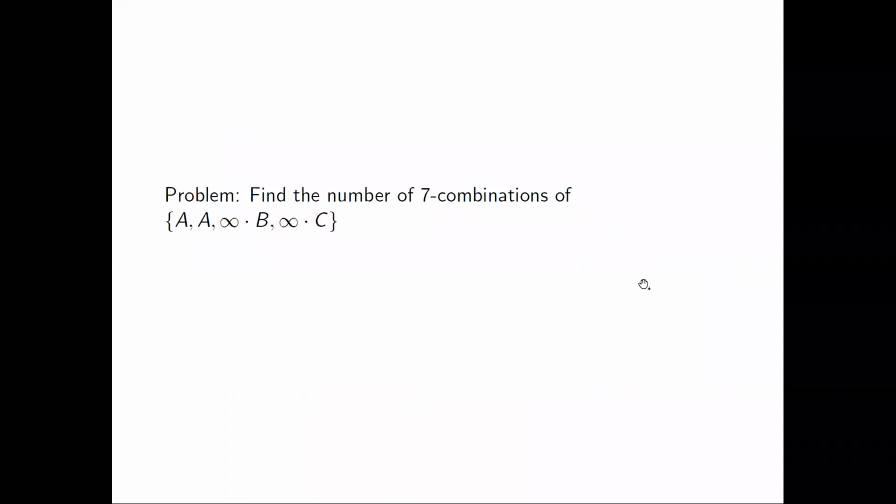And so here's one last problem for you to think about before this video is over. And this problem is just combining some of the types of problems that we saw earlier in the video. So I just want you to find the number of 7 combinations of this multiset, which has 2 A's, infinitely many B's, and infinitely many C's.